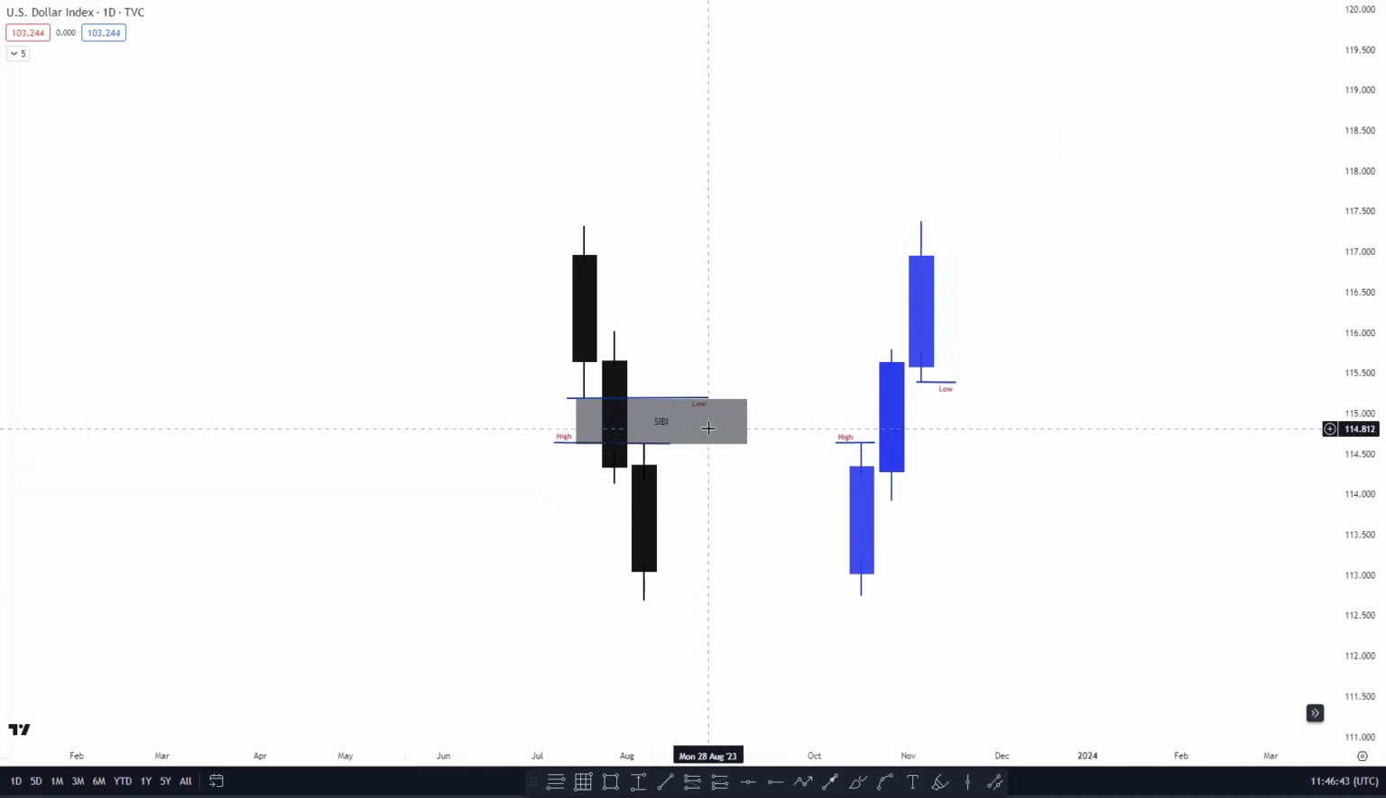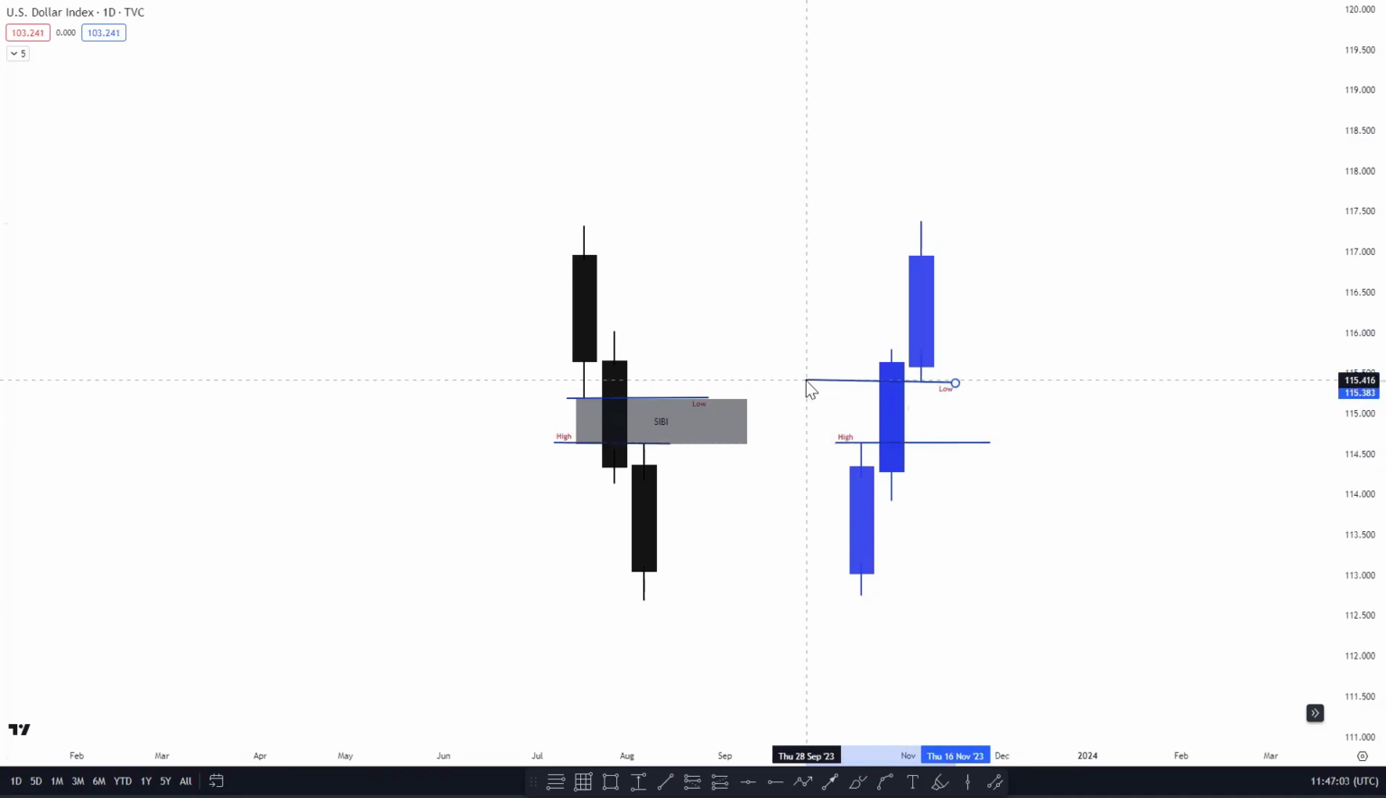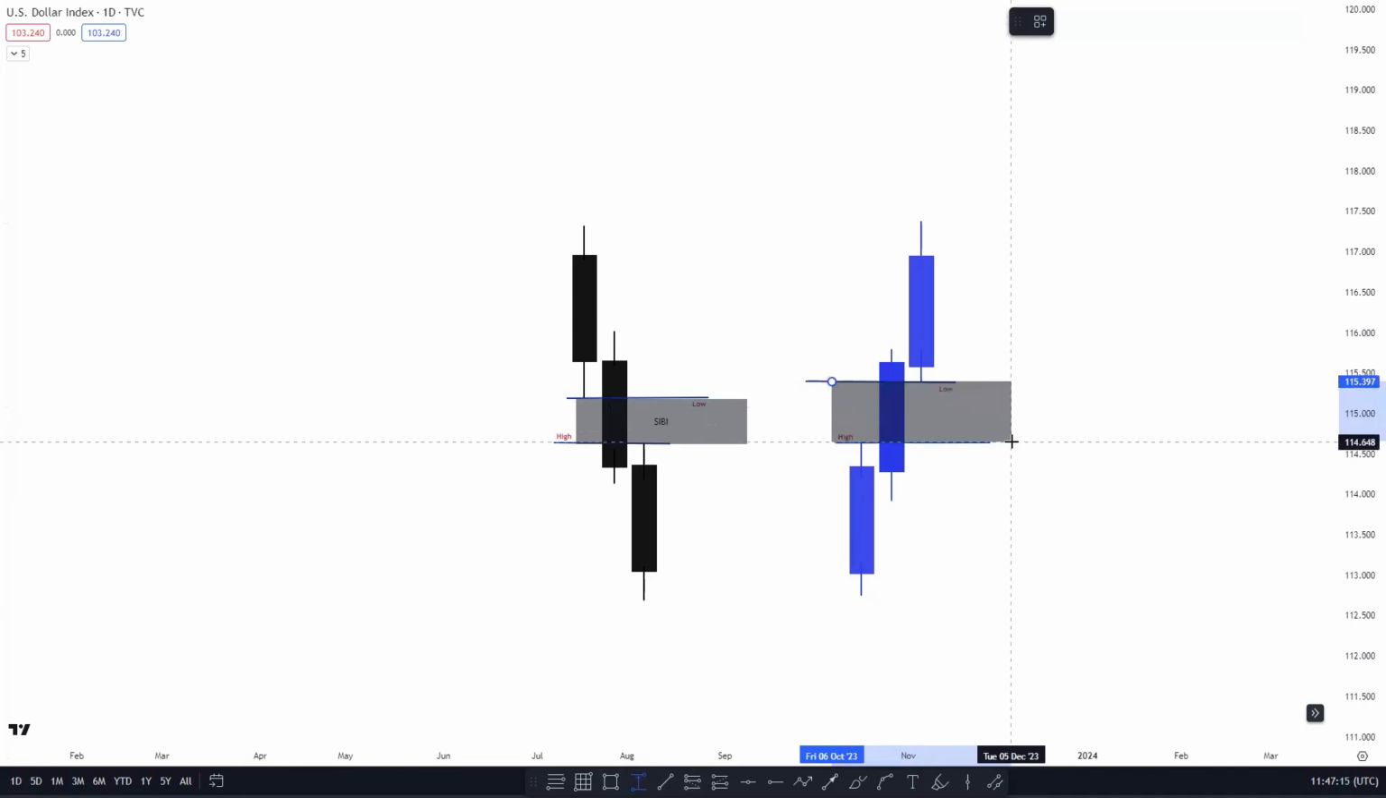So this is a bearish fair value gap because the low of the first candle does not overlap with the high of the third candle. In the same example on the bullish fair value gap, the high of the first candle does not overlap with the low of the third candle. So this is a bullish fair value gap, and that's what we call the FVG. That's a buy-side imbalance, sell-side inefficiency.